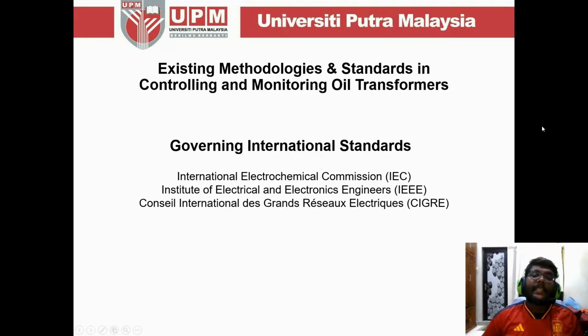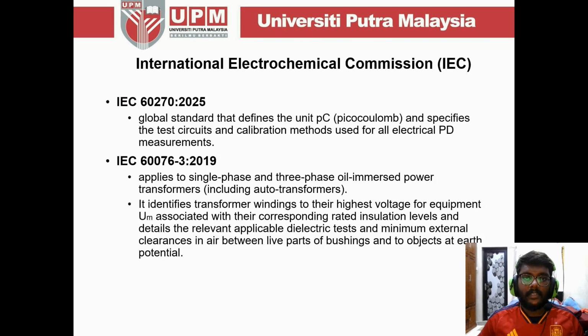Good day, everyone. Thank you, Chee, for your brief introduction on partial discharge and where it would occur in a transformer. I would like to continue our presentation by discussing the governing international standards for partial discharge of a transformer. For first, I would like to start with IEC. IEC 60270 is a global standard, and it gives us the definition of partial discharge intensity in the unit of picocoulomb, and it specifies the test circuits and the calibration methods used for partial discharge electrical measurements.